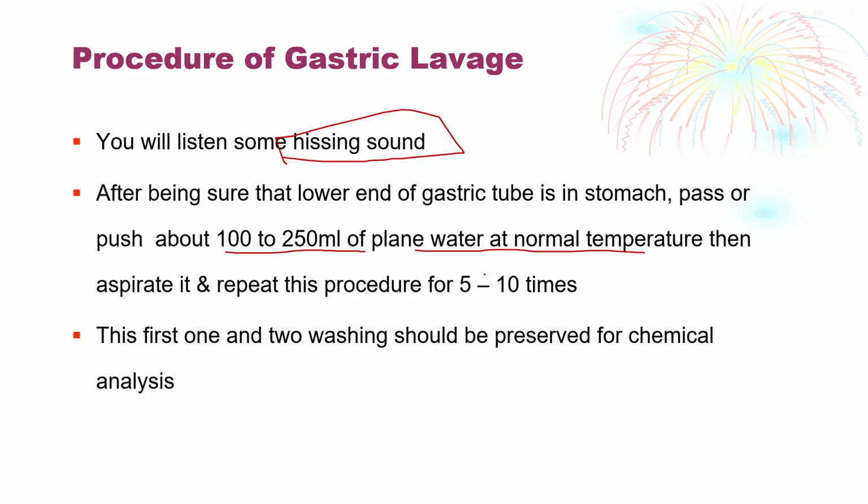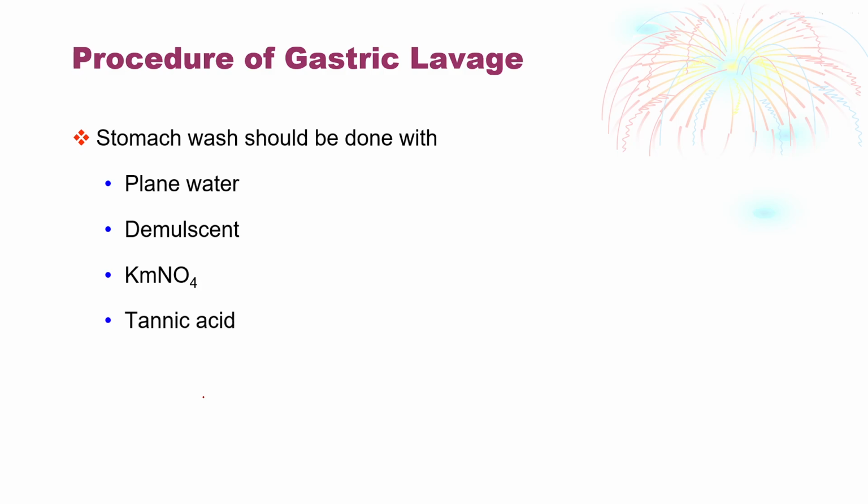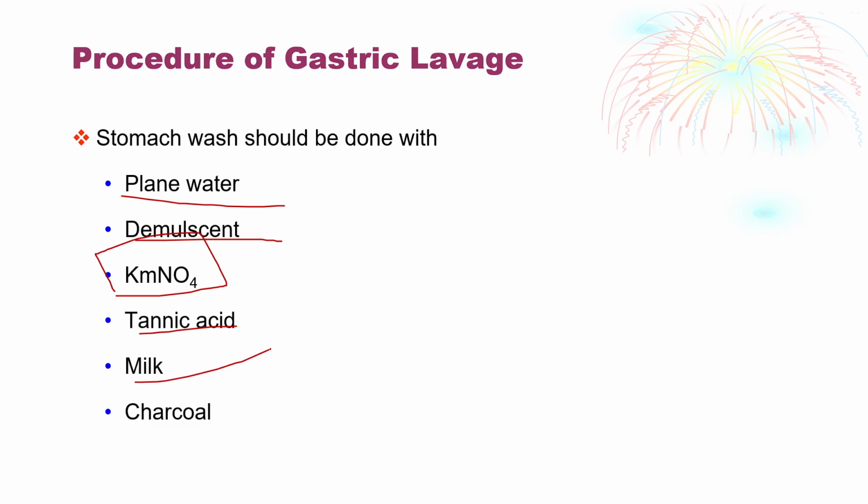and we need to repeat this procedure 5 to 10 times, collecting all the contents. The first two washings must be sent for chemical analysis because they have a lot of important evidence. From which things can we perform the gastric lavage or stomach wash? We can perform it with plain water. We need some demulcents. Potassium permanganate is very important. Tannic acid, milk. We can also perform it with milk, and charcoal on top.